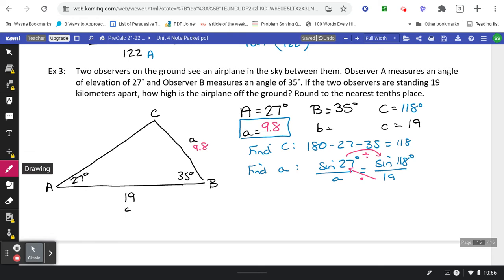And then what we need to do is find this directly down. So I'm going to think about this triangle now. Let's even redraw it over here. Now it's a right triangle. That's 35 degrees. And I know this is 9.8. Now I can pretty easily find that x.